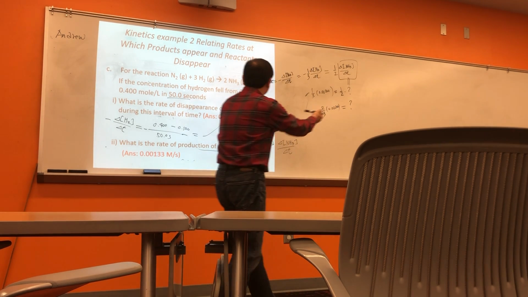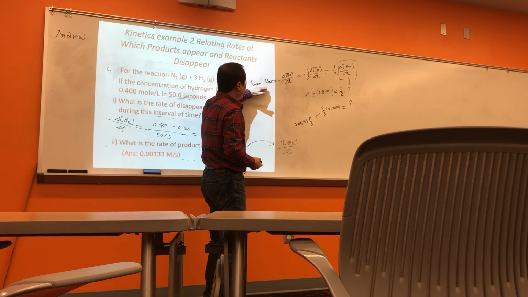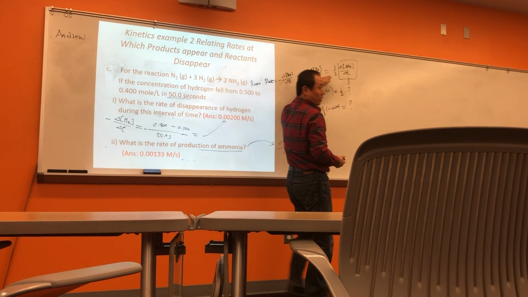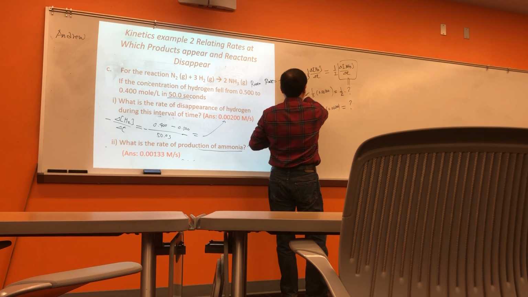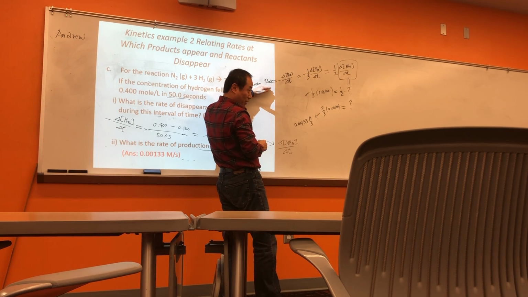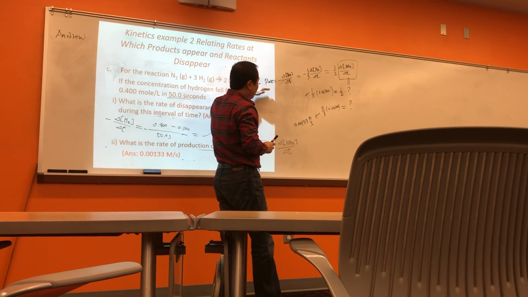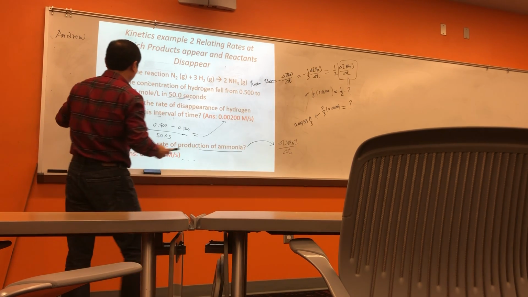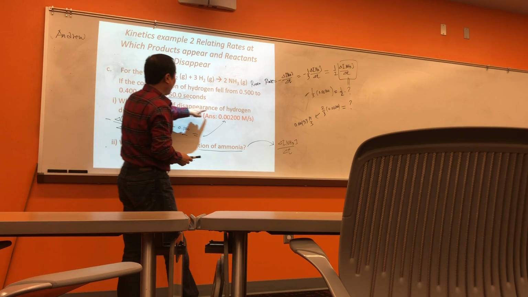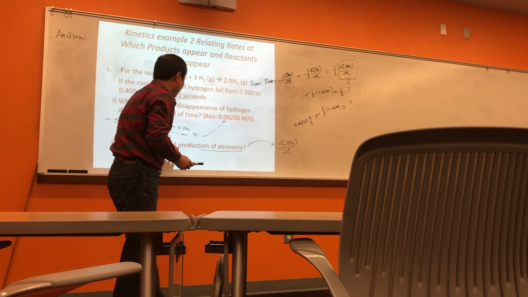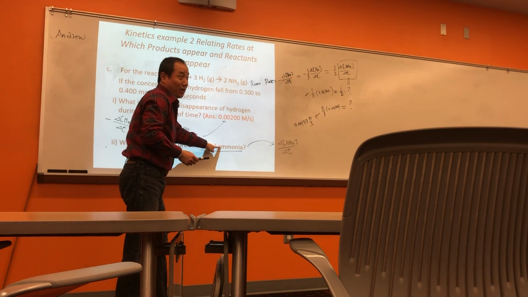Okay. So reaction rate is written just like that. Annual calculation will give us the unit reaction rate. So this is what we call reaction rate. But we have to distinguish between reaction rate and any other rate. For example, disappearance of hydrogen or production of ammonia, that's not reaction rate.